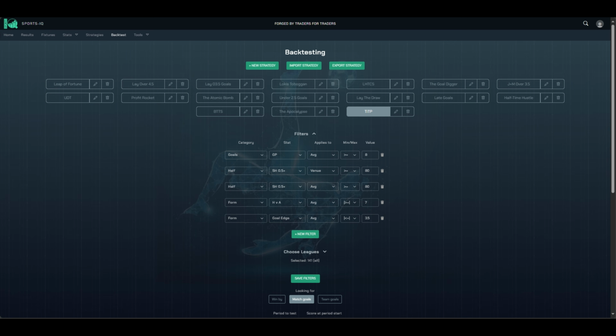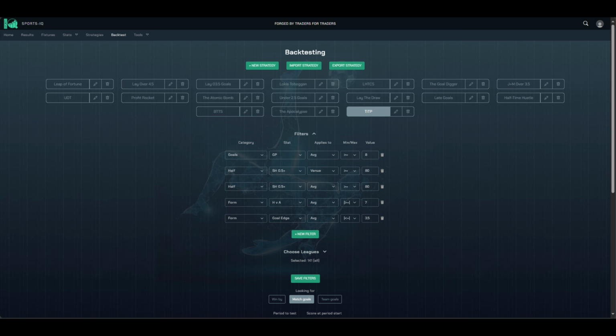I have then selected half and second half 0.5 plus, which indicates we are looking at the second half and over 0.5 goals. I have then selected venue. This will be looking at the home games at home and the away team's games when they are playing away. I have selected greater than 80%. I am going to do the same for the next line, but select the average and again select greater than 80%.